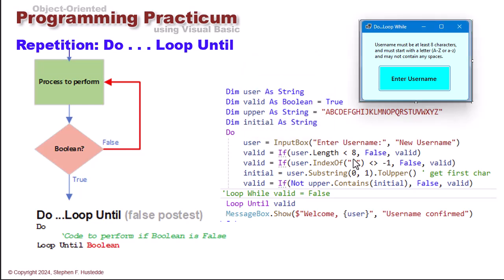Works the exact same way. So you can see how the loop whiles and the loop untils can be interchangeable, as are the do loop whiles and the do loop untils. It's just a matter of how you write that Boolean expression. And that's why most languages don't have a do until and a do loop until.